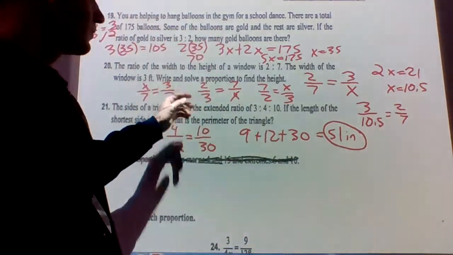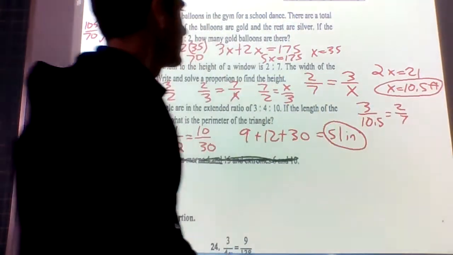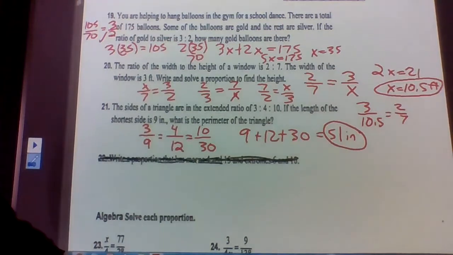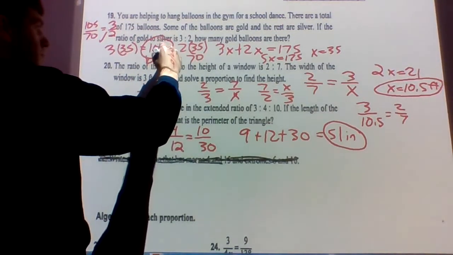Okay, this one was feet. And that one should have been balloons. 105 balloons.